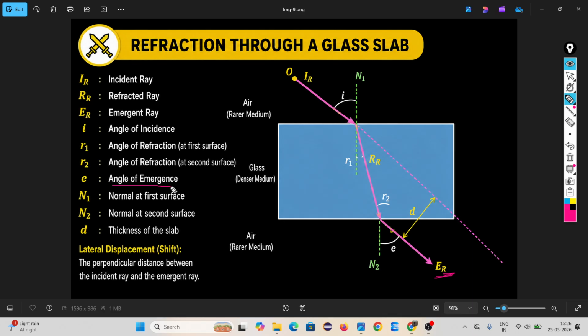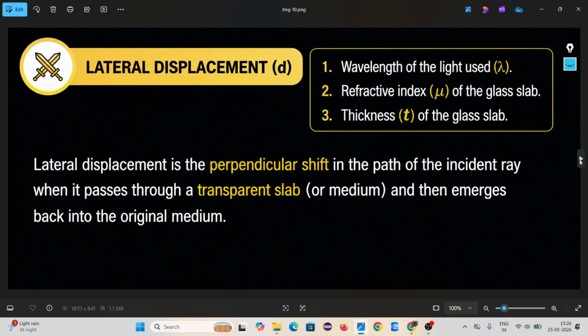Then look, sir, what is this lateral displacement? Lateral displacement means suppose there is no change in medium. That means light should travel like this in a straight line. The distance between the emergent ray and the incident ray is called lateral displacement.